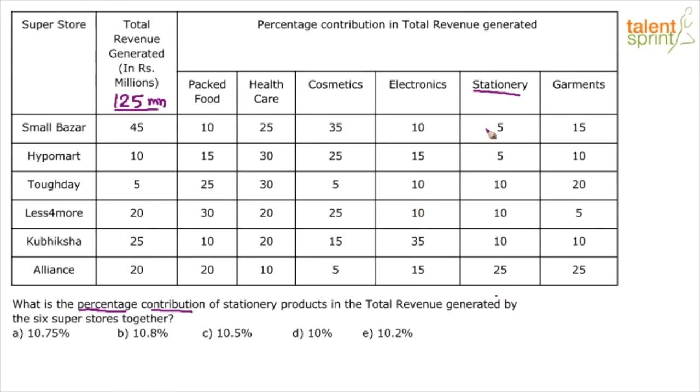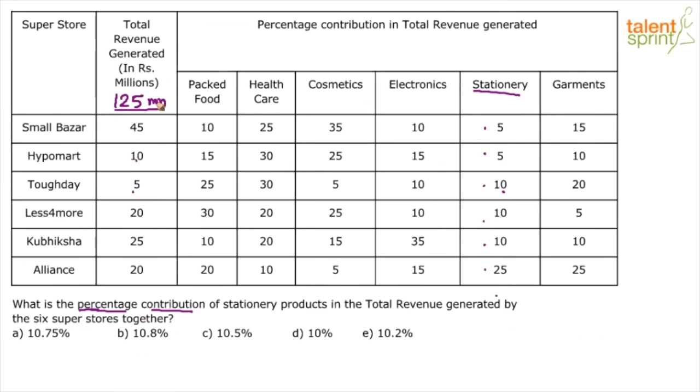Now how do you get the stationery revenue? 5% of 45 is the revenue for first store. 5% of 10 is the revenue for second store. 10% of 5. You're getting it? Out of this 5 million, 10% has come from stationery. Out of this 20 million, 10% has come from stationery. Out of this 25 million, 10% come from stationery and so on. So that calculation has to be done, right? Find out the revenue of stationery from each store, add the total stationery revenue, and then take the percentage of stationery revenue with respect to 125.